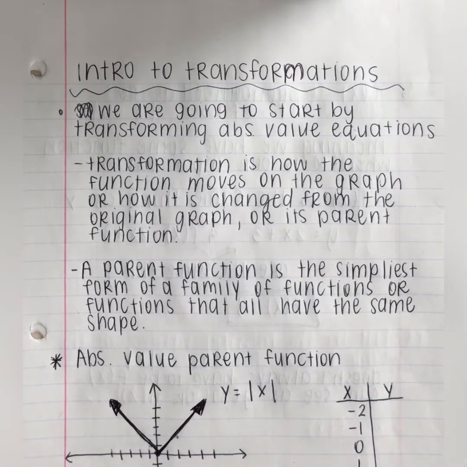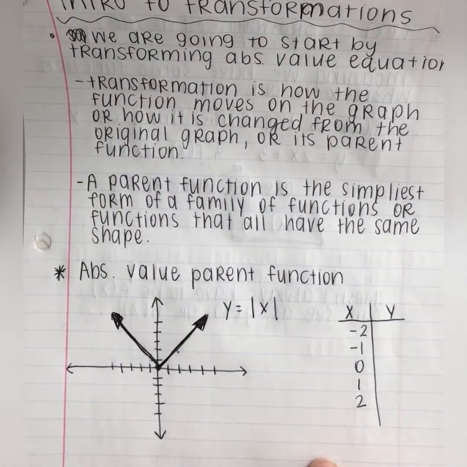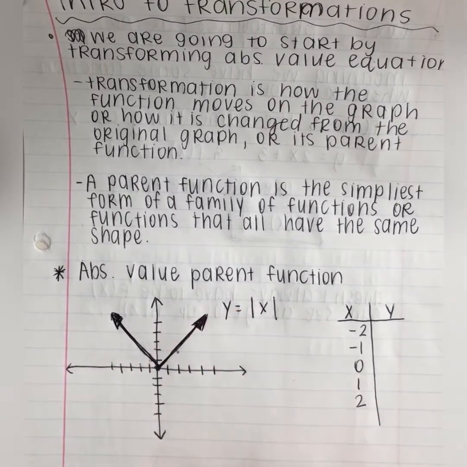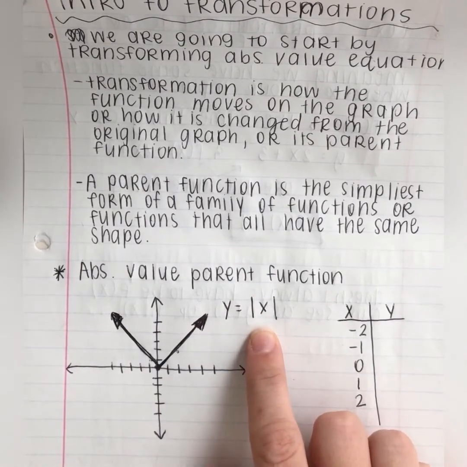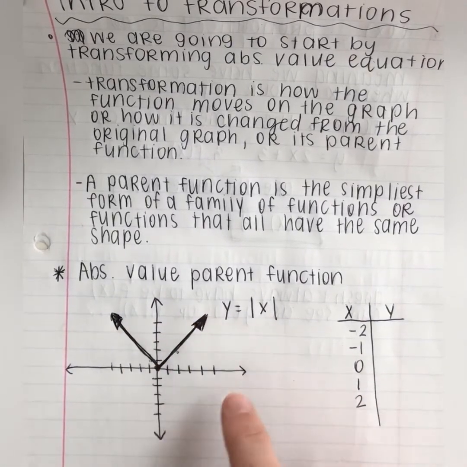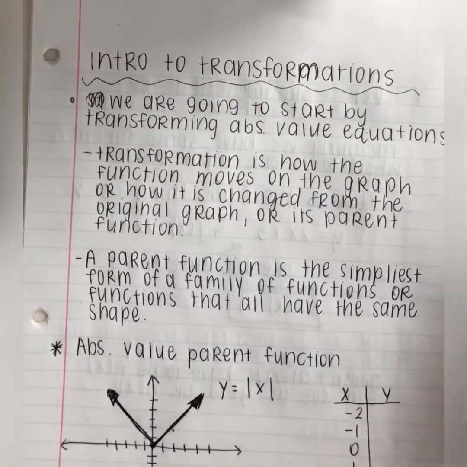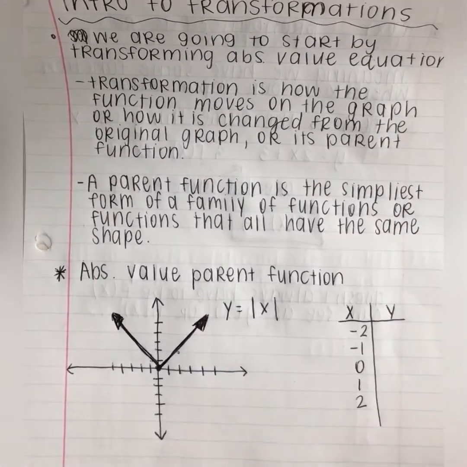or its parent function. So if you'll remember learning about parent functions in Algebra 1, your parent function is basically the simplest form of a family of functions, or functions that all have the same shape. Meaning, absolute value functions all have that V shape, right? This is the most basic, the simplest form of the absolute value equation, which is y equals the absolute value of x. Any V-shaped function that's not on the origin and not just like this, it's been transformed, okay? But it's part of the family of absolute value functions.